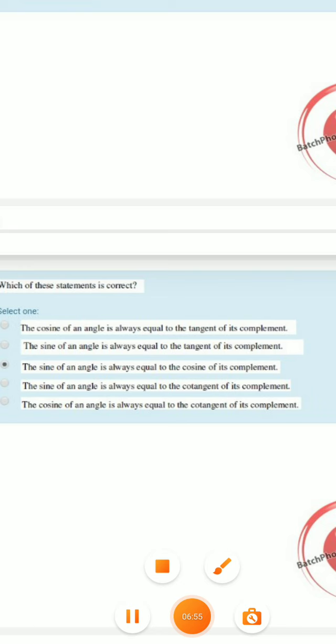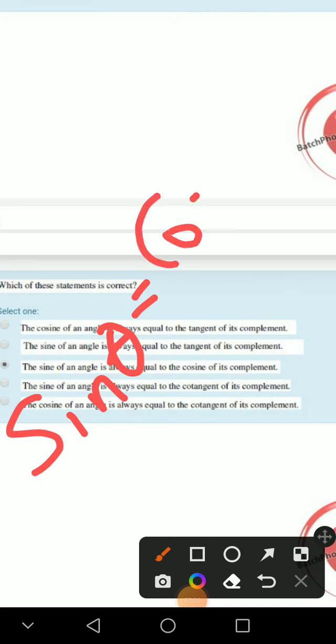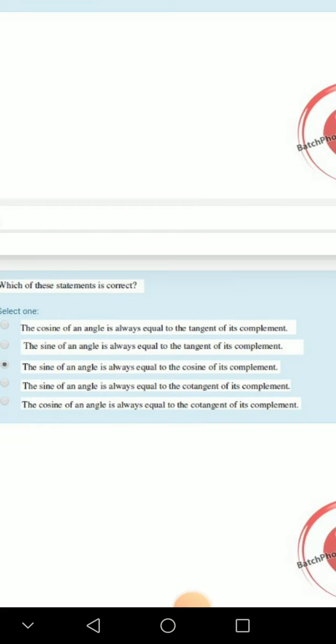Maybe I will need to write that. That means sine theta is always equal to cos of 90 minus theta. That means cosine of its complement. Complementary angles means angles that sum to give 180. Okay, so it's important we know that. So let's move to the next one.